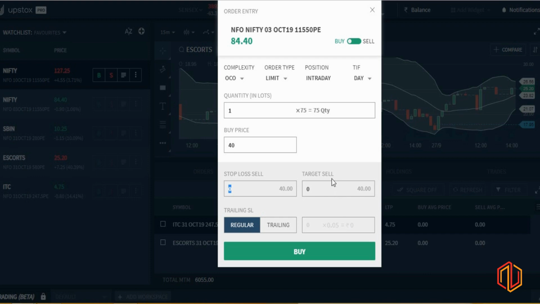That's why it's called one cancels the other. So once you take the trade, if either your stop loss or your take profit, either target or the stop loss, gets hit, the other will automatically be removed.